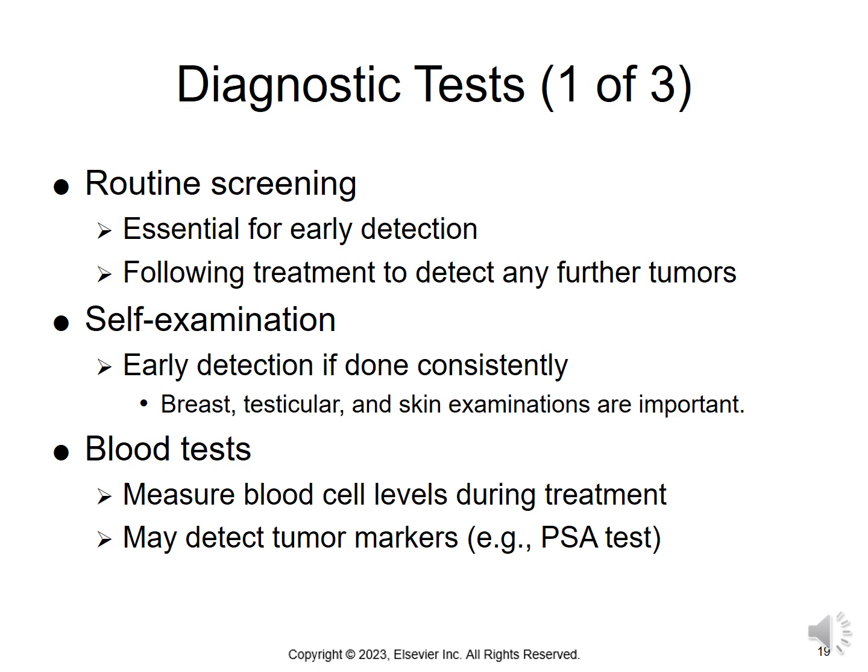There is some routine screening if we have early detection following treatment to detect any tumors: self exams, early detection if done consistently. We can detect things like breast cancer, testicular cancer, and we can look at our skin and see when there are things that need to be reported, like changes in the color of the skin, moles that change, warts that change. Also, there are blood tests that measure cell levels during treatments, and they can look at things like tumor markers, such as the PSA test.